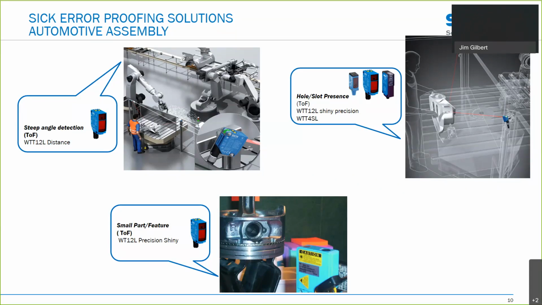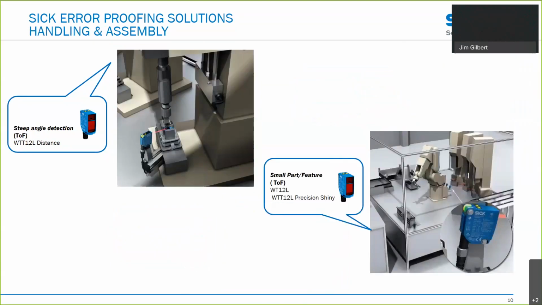On the other end of the scale, for looking at very small and short distances, we have a sensor called the WT12, a background suppression sensor. There's a PowerProx version of that also, called Precision Shiny. In this case, say you have a cylinder and you're looking for the ring around that cylinder. This sensor has a very small light spot and could resolve a very small object and make sure that that part is in place before you advance to the next workpiece.